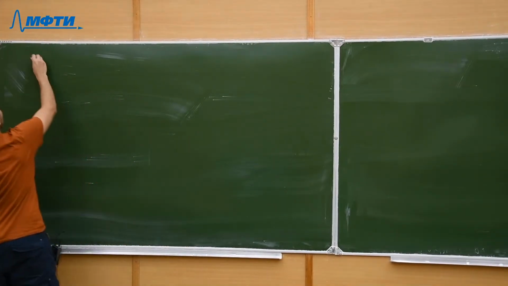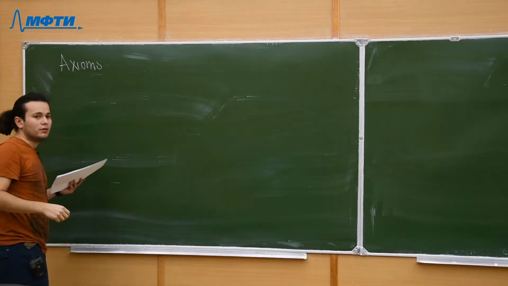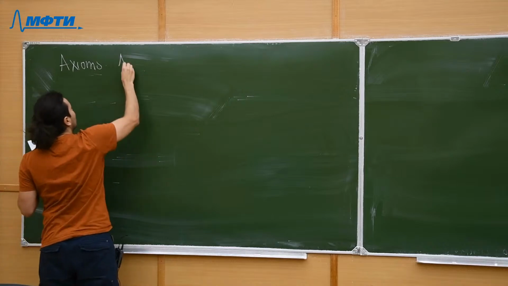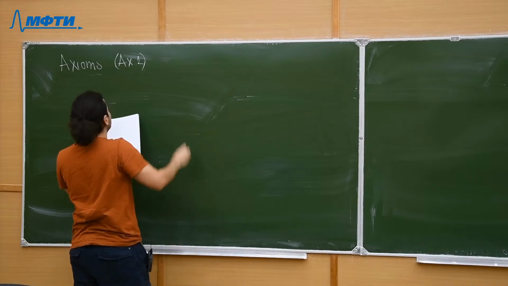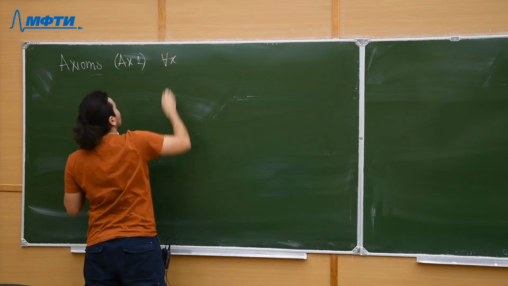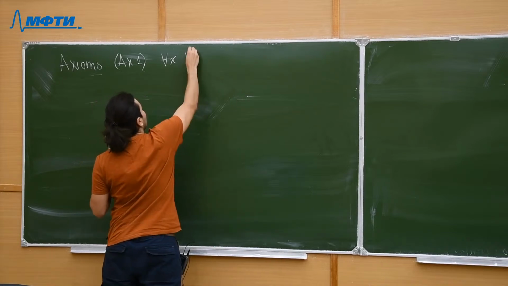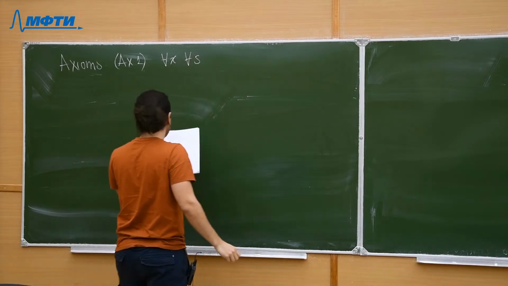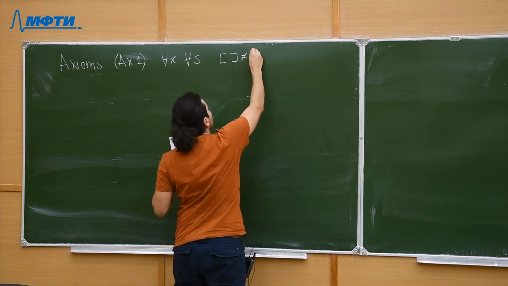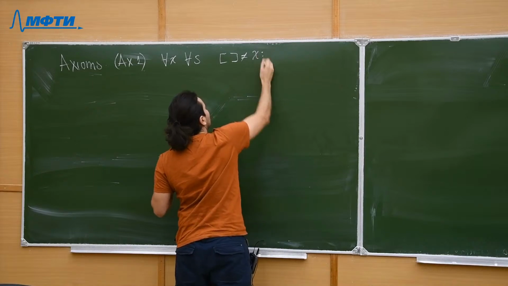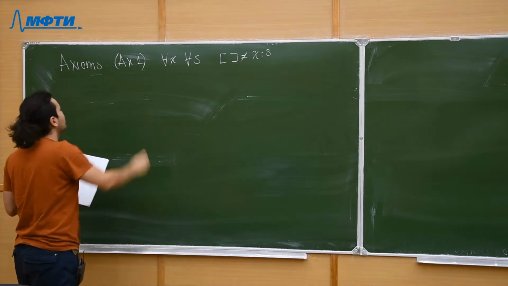First, the axioms in strings. Axiom number 1 is that for any symbol X of the alphabet A and for any string S, the empty string cannot be represented as X:S. This is the first axiom.